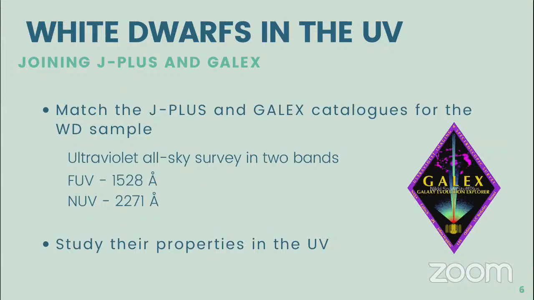Once we had this, the idea was to complement the study with ultraviolet data. We wanted to match J-PLUS and the GALEX catalogs for the white dwarf sample of this study. Very simply, GALEX is an ultraviolet all-sky survey in two bands, with a far UV at this wavelength and a near UV at this wavelength. Once we had this match done, the idea was to study the properties in the ultraviolet and see what we could gain from these two extra ultraviolet filters.